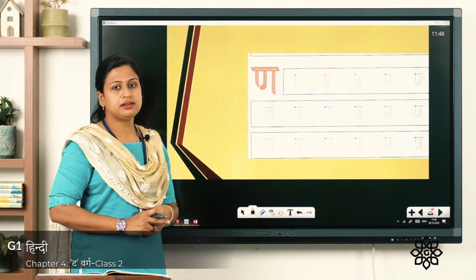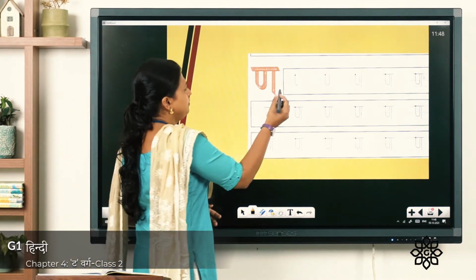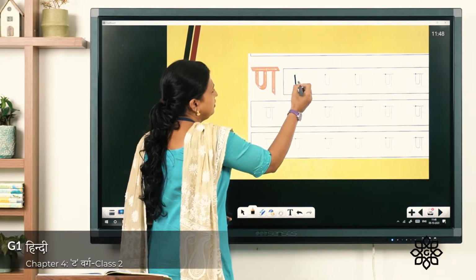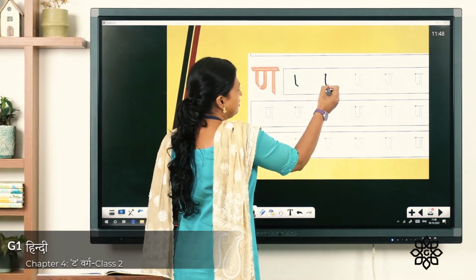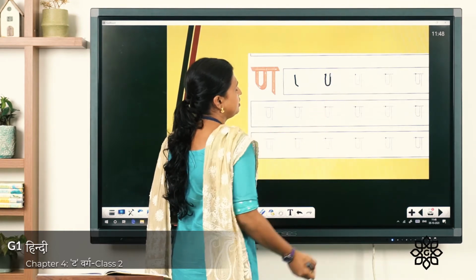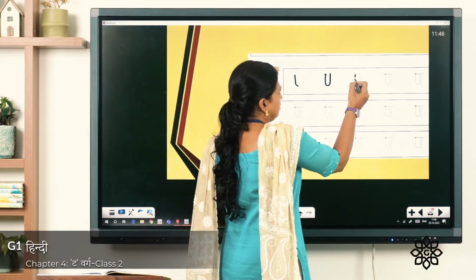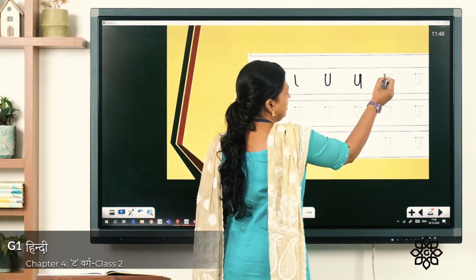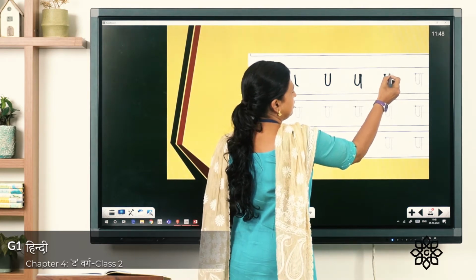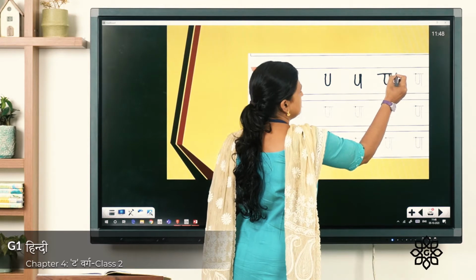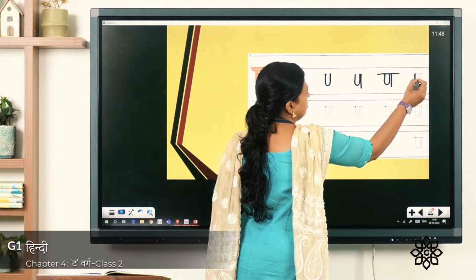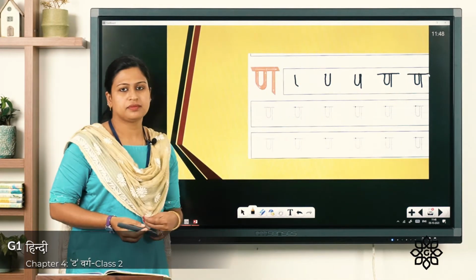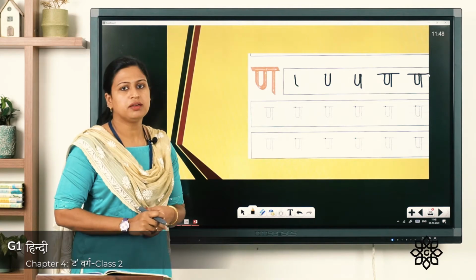The next Vyanjan letter is na. It's very simple. You have to write along with me. First, draw a straight line. Second step, you have to write letter U. Letter U and standing line. Once again, letter U, standing line, and on the top, sleeping line. The same way here also. Rest of them you can do it by yourself.